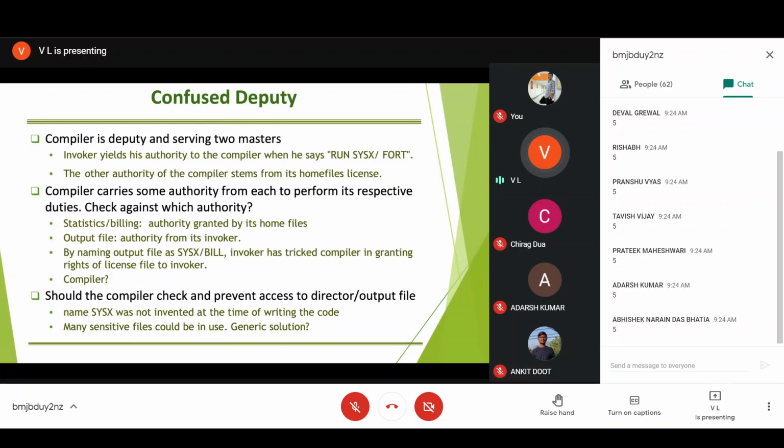So when the compiler is being invoked by the user, it should not be allowed to access the privileged directory. But when it is running because of the license, then it should be allowed to access the privileged directory. And that is what was creating this problem.